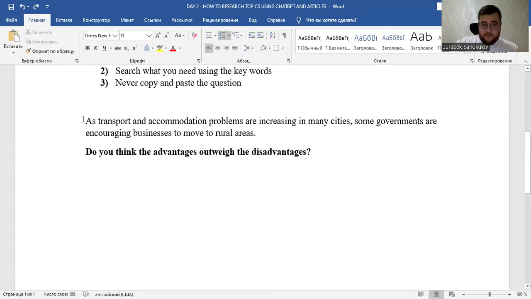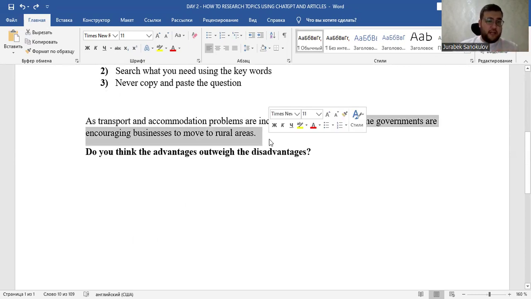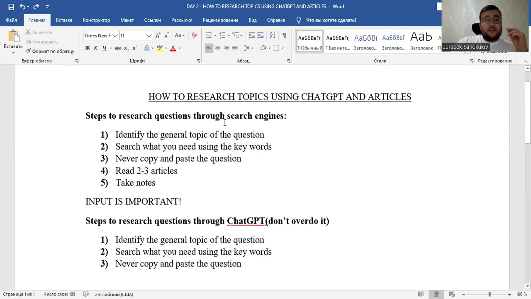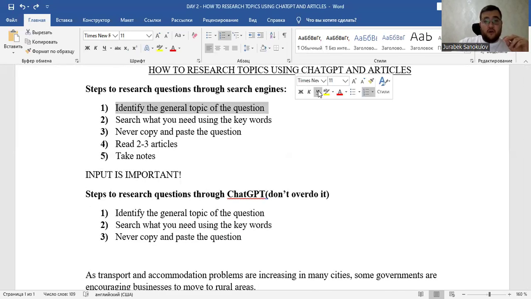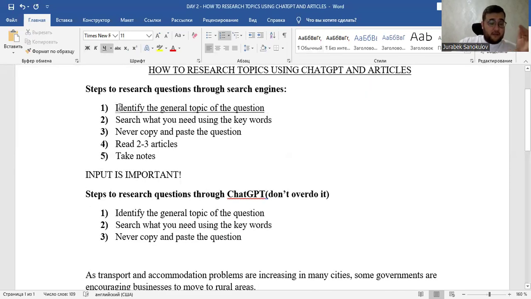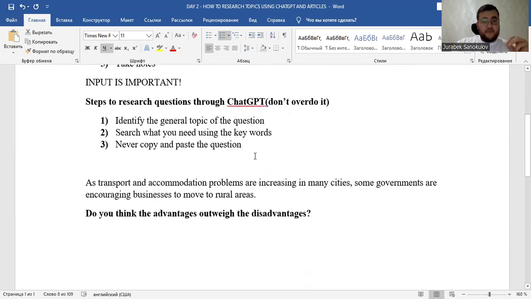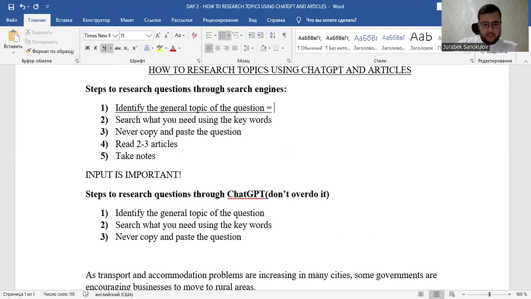So let's look at this question. As transport and accommodation problems are increasing in many cities, some governments are encouraging businesses to move to rural areas. So because of these problems, now businesses are moving to rural areas. So now let's look at the steps one more time and try to do them all. Firstly, I need to identify the general topic of the question. So general topic of the question basically means the main point of the question, or main idea of the question.